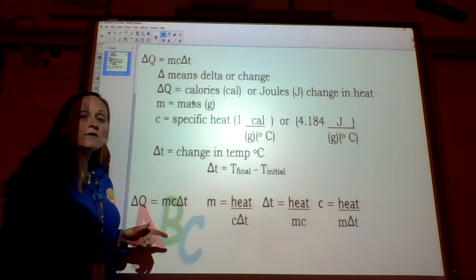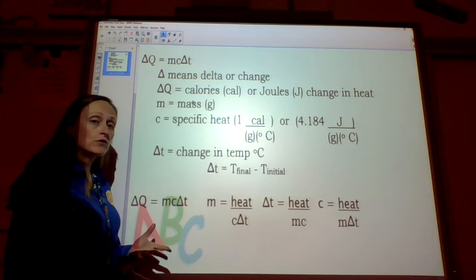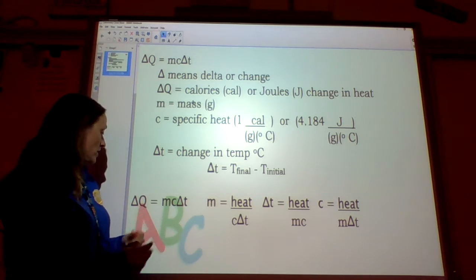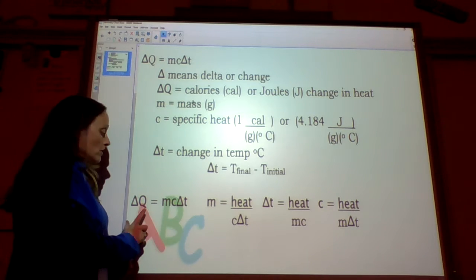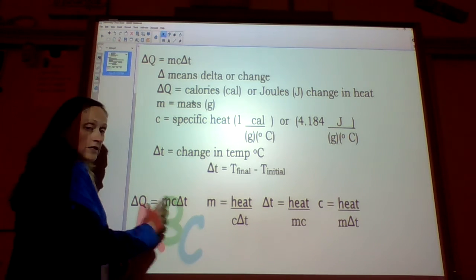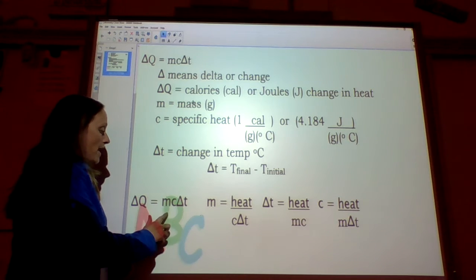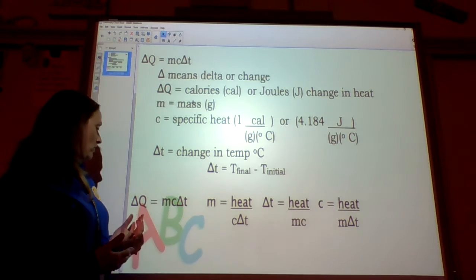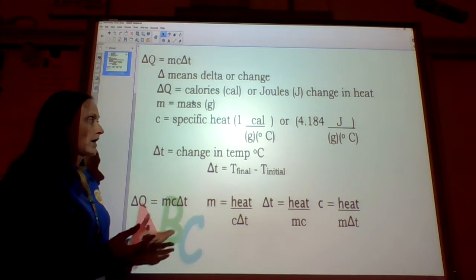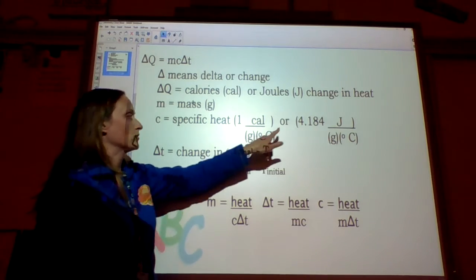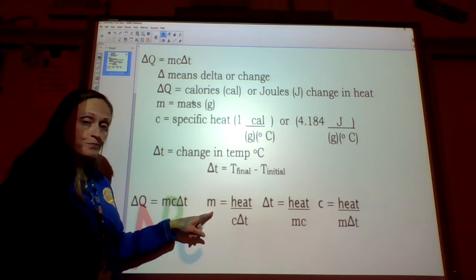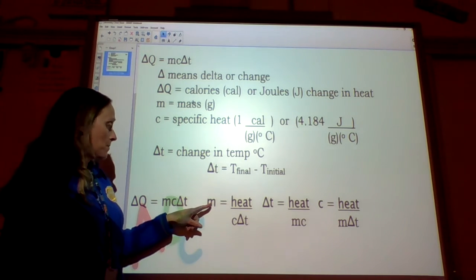So if you're solving for your change in heat, how much energy is being lost or absorbed or taken in during a reaction, you would use this formula here. So delta Q equals mc delta T. You'd be given your mass and your change in temperature, and you would be told you're working with water. And it would tell you if you're measuring in calories or joules to determine if you're using the 1 calorie or the 4.184 joules.